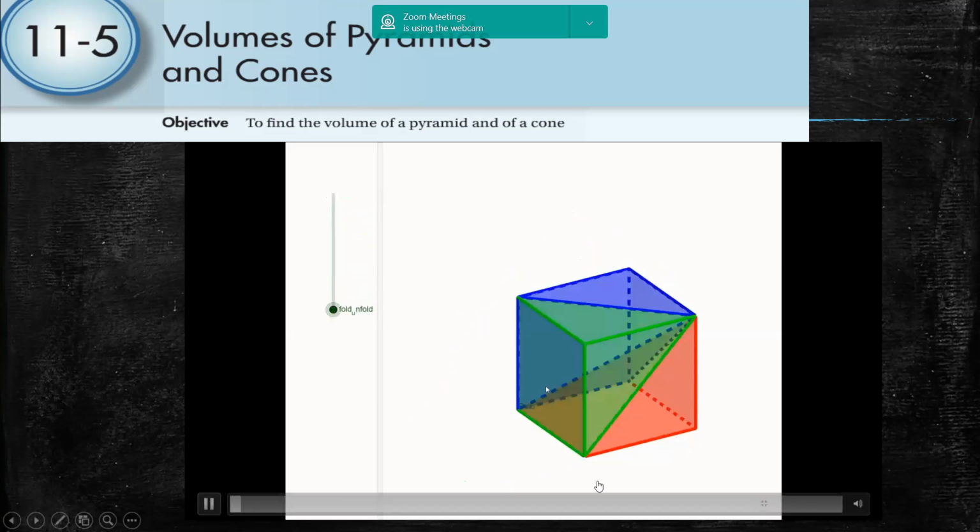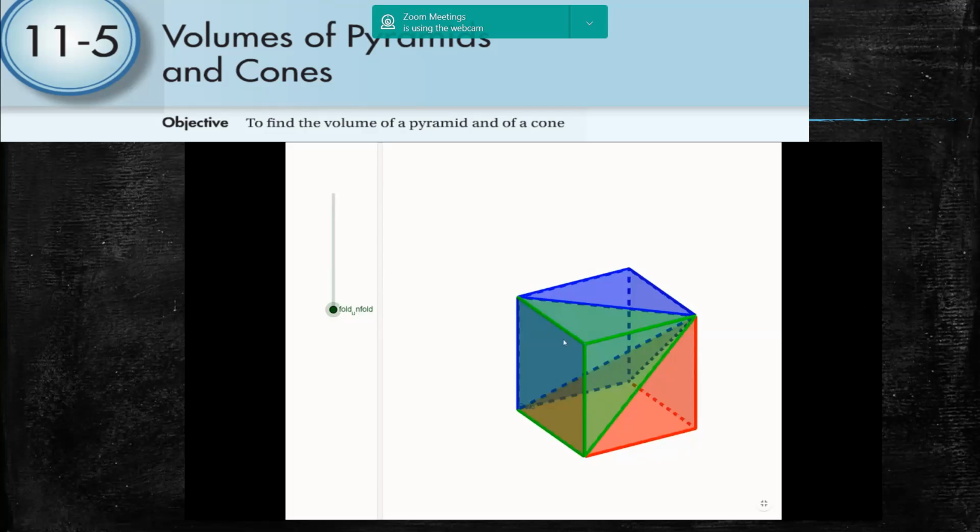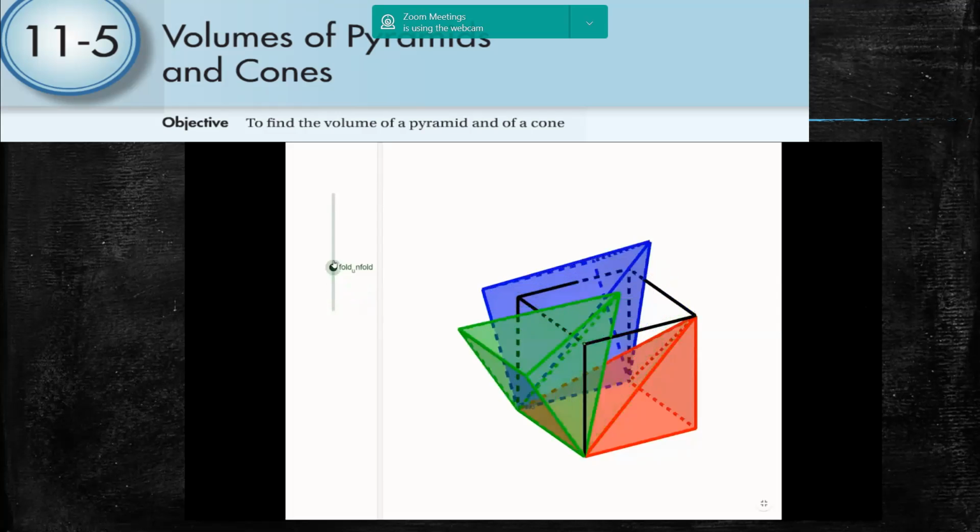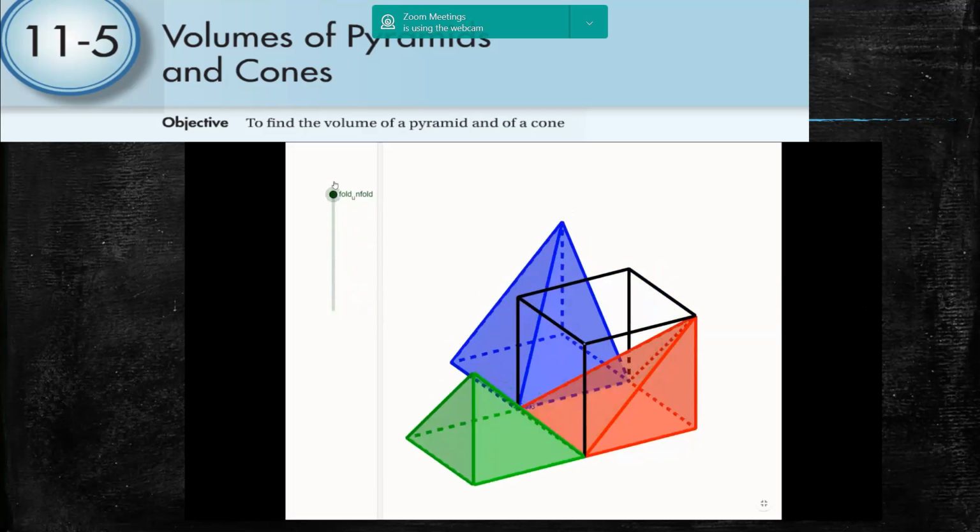Yeah. Now look at this figure here. We have a cube, and this cube, it contains 3 pyramids. Look here, this cube is filled. If you want to unfold this cube, we have 3 pyramids inside.